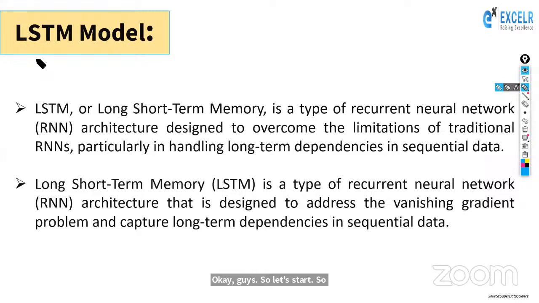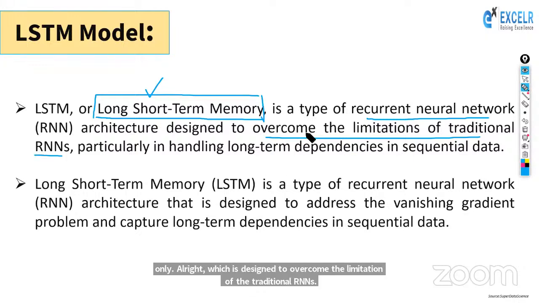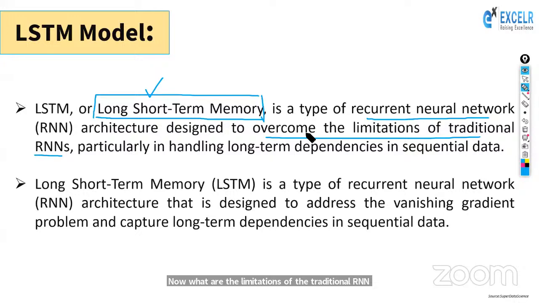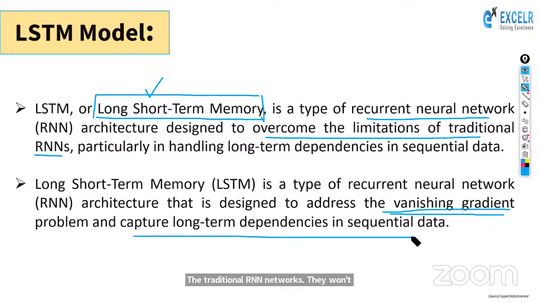So guys, LSTM stands for long short-term memory architecture. It is a type of RNN model only, designed to overcome the limitations of traditional RNNs. What are the limitations of the traditional RNN network? Vanishing gradient and exploding gradient problems. With vanishing or exploding gradients, traditional RNN networks won't capture long-term dependencies.